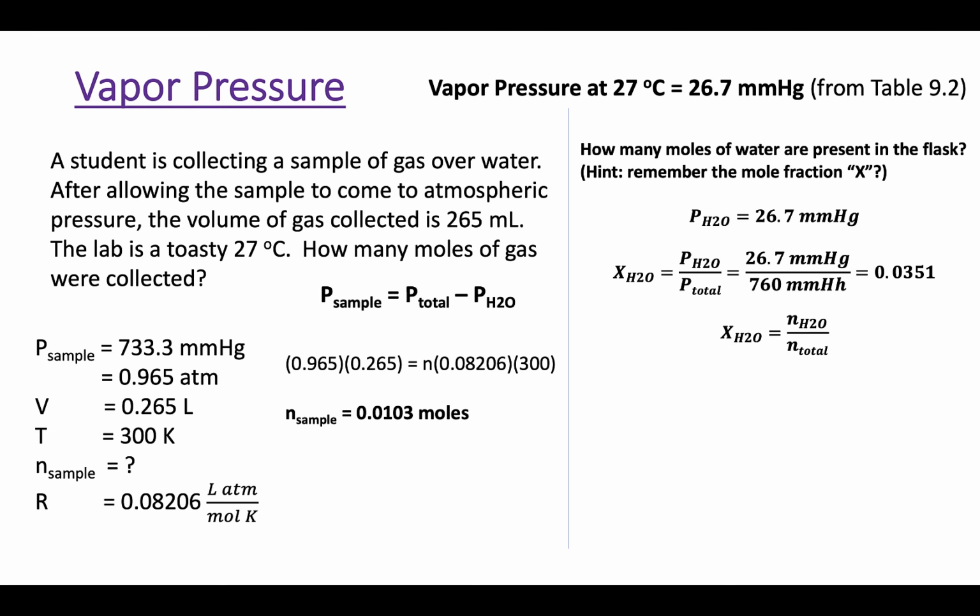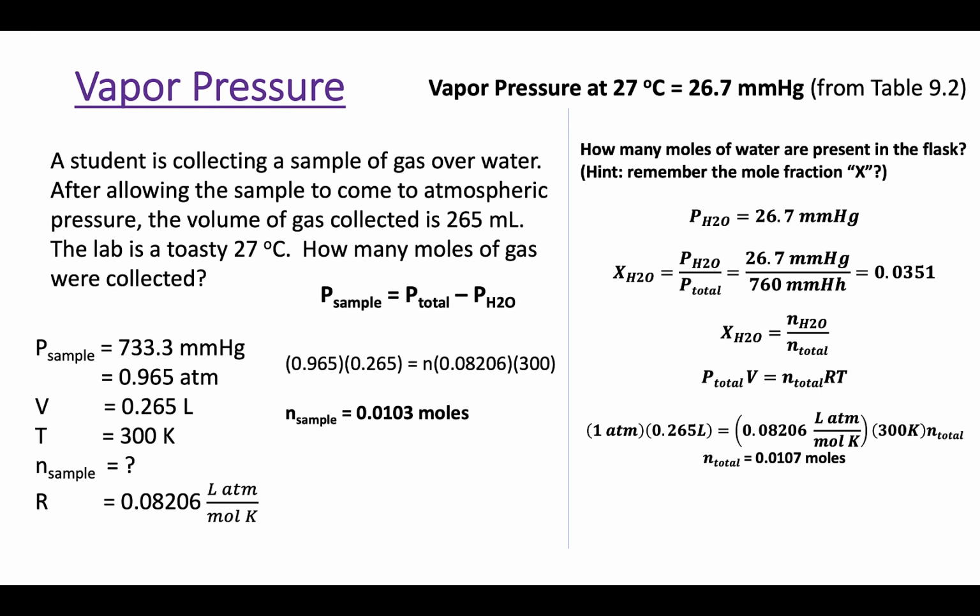And from this, we can determine, well, of course, that the number of moles of H2O is based on the total number of moles according to this percent, right? If we take the moles of H2O divided by the total moles, we'll also get 0.0351. And so we can calculate the total number of moles based on the total pressure, and we obtain that the total moles is 0.0107 moles, so slightly higher than the moles of the sample. That is to be expected. And finally, we can use that equation for the mole fraction, rearrange so that it's the mole fraction of the water multiplied by the total number of moles to give us the number of moles of just the water, and we obtain the following.